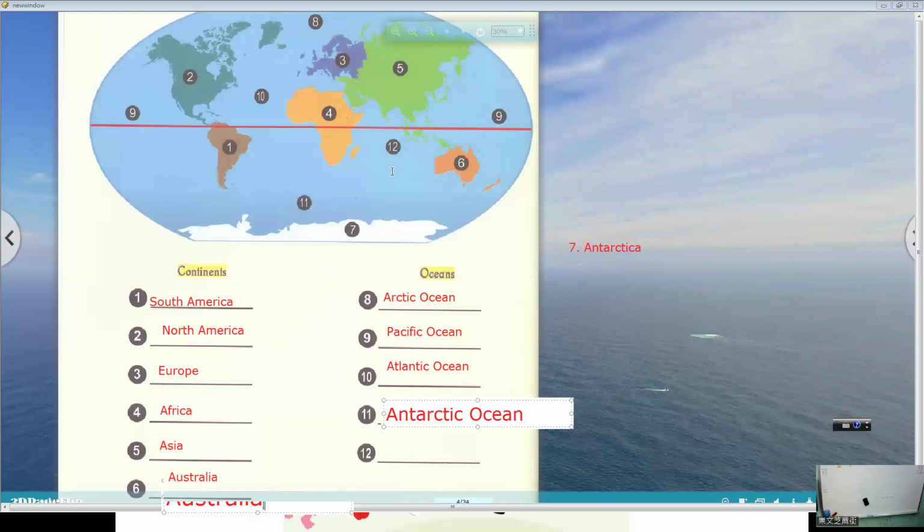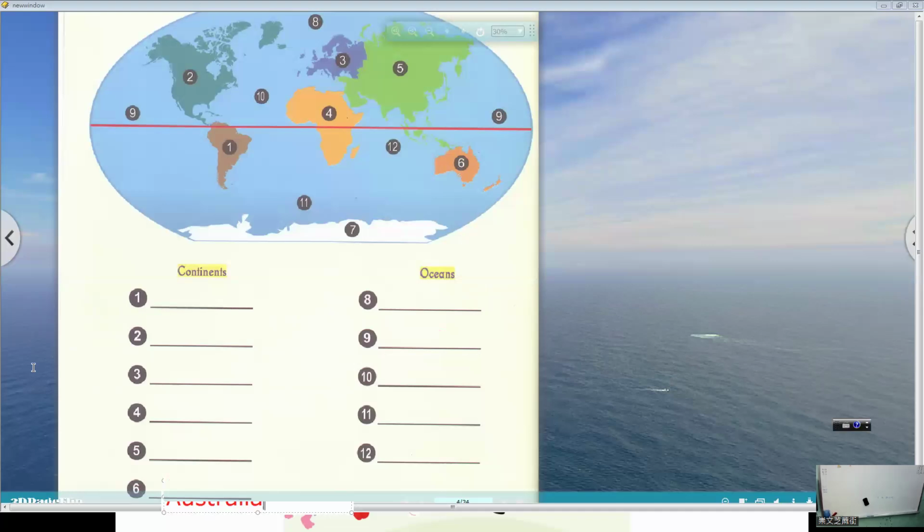And number 12, Indian Ocean. Don't forget the letter N at the end of Indian. Indian Ocean. Done? Okay. Now on page 2.